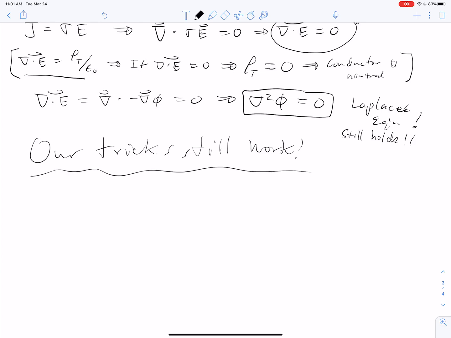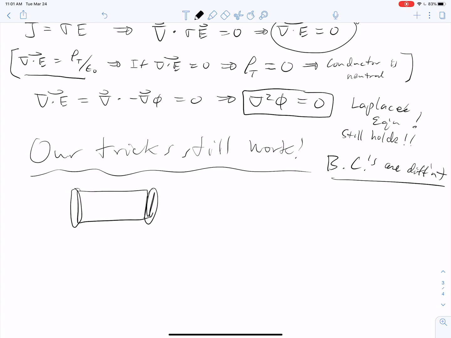But the only difference is that now the boundary conditions are different. Because now the conductor is no longer an equal potential surface. So if I have a piece of material with some electrodes and a battery and current is flowing through it, and this is grounded here, then I can still use del squared phi equals 0 to figure out what the potential is inside of there, but my boundary conditions are different.